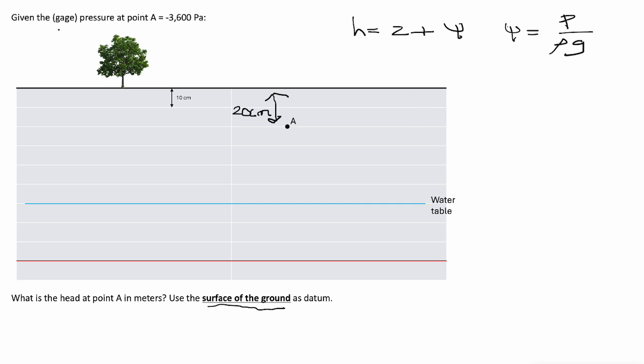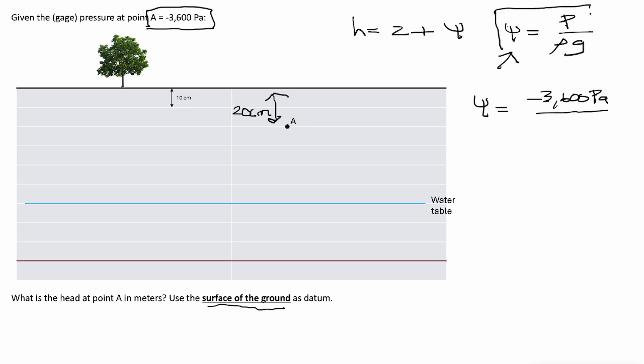In this case, we're given the pressure, P, as negative 3,600 pascals. So we're going to first plug into our equation for psi to calculate it. Psi will equal negative 3,600 pascals over rho G. Whenever we use this equation, we are always going to do it in the MKS system of units, in which pressure is pascals, density is in kilograms per cubic meter, and G is in meters per second squared.